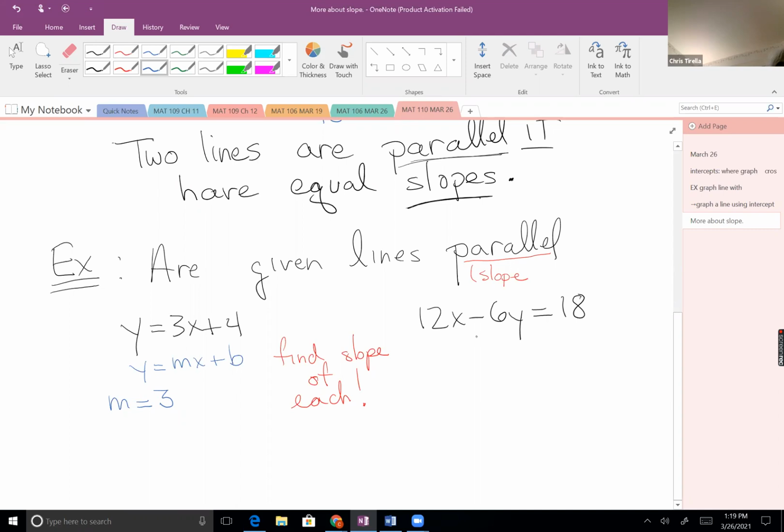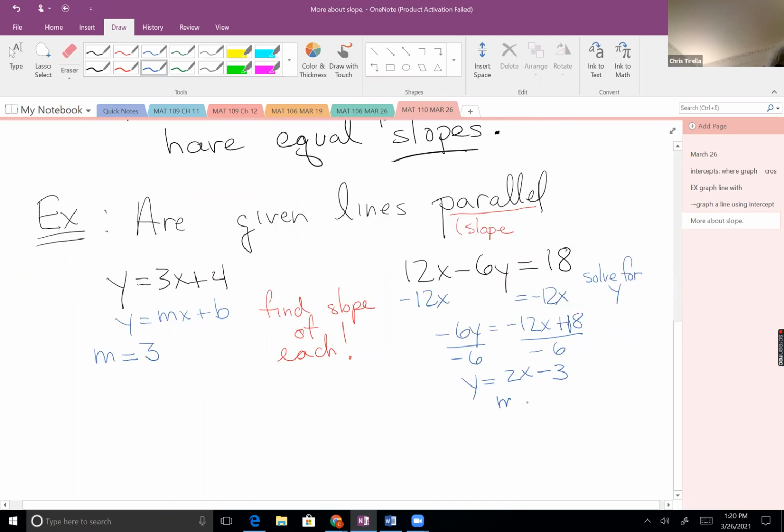This other line, I need to do a little bit more work. We're going to have to start by solving for y. So I'll subtract that 12x from both sides. Be careful. Remember that the 12x and the 18 are not like terms. So I'll have minus 12x plus 18. Then I'll divide both sides by -6. And I get y equals 2x minus 3.